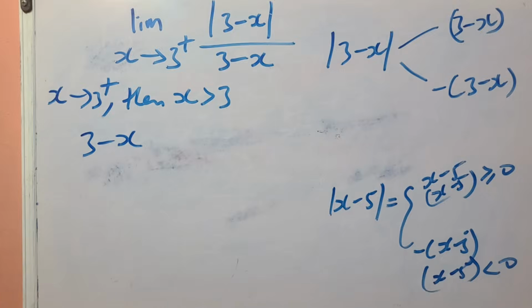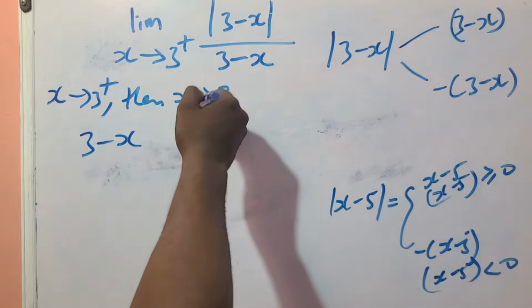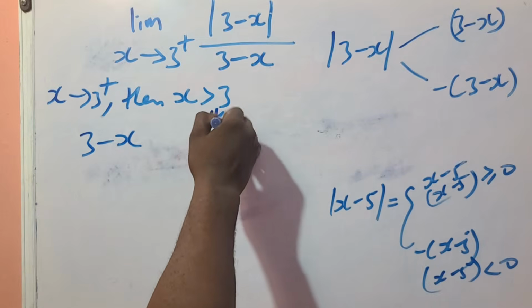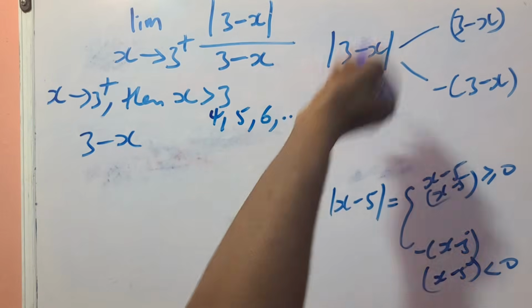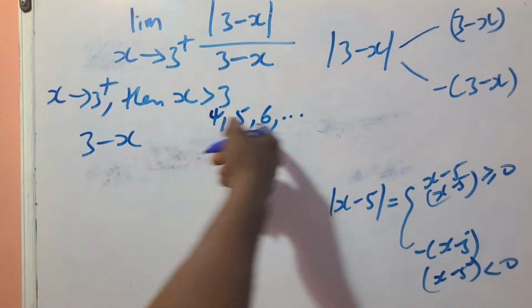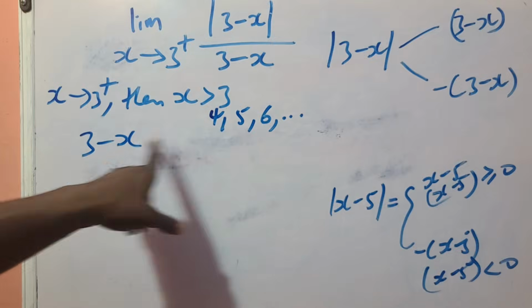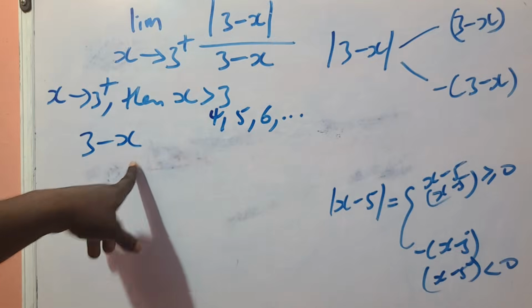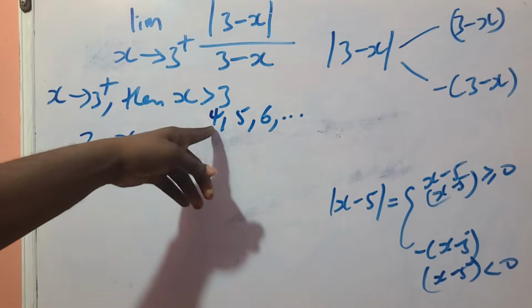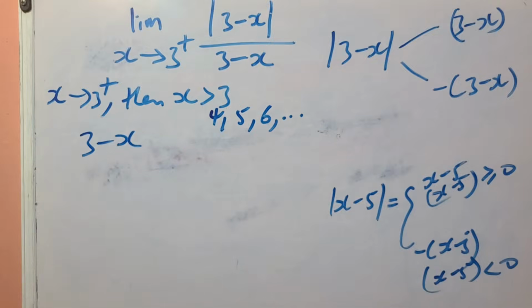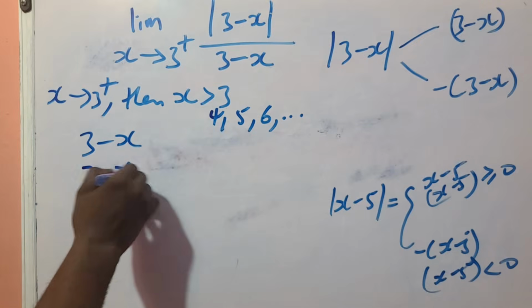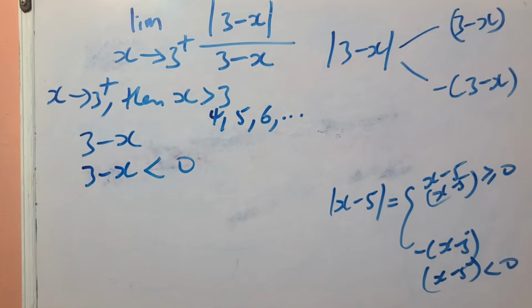Now, all you have to ask yourself is, what are values that are greater than 3? 4, 5, 6, and so on. All right? Those are x values that are greater than 3. If I input any of these x values into this particular expression, 3 minus x, pick any of them, pick the least one, 3 minus 4. Is that less than 0 or greater than 0? Of course, 3 minus x will be less than 0.